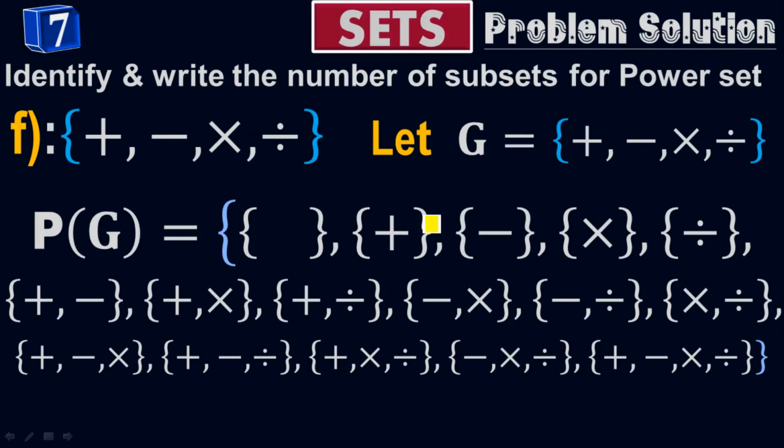We wrote all the subsets of the single elements, all the subsets of the double elements, all the subsets of the triple elements, and also the subset of the four elements, which is the set by itself: plus, minus, multiplication, division. At the end, you take all the elements of the set. In other words, you can say they take the same set as the subset. First, we identified the number of subsets, which was 16. And then we wrote all 16 subsets for G, which is the power set of G.